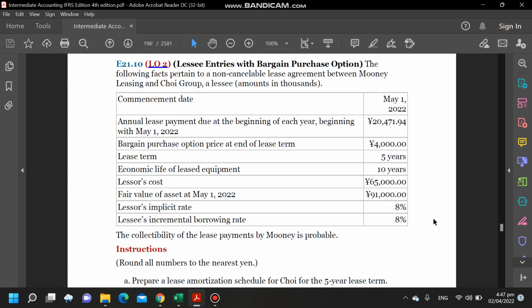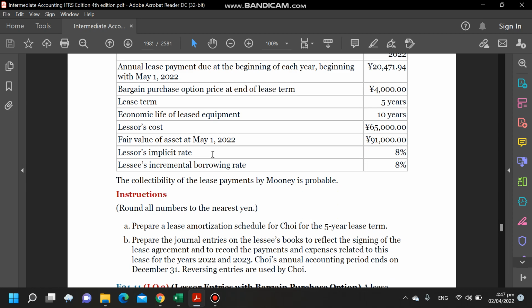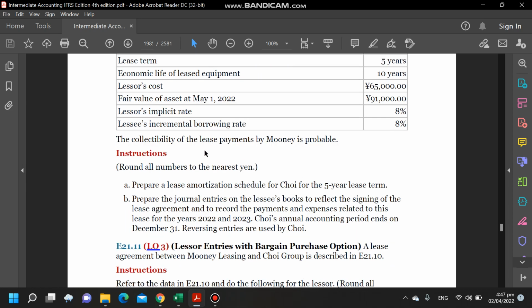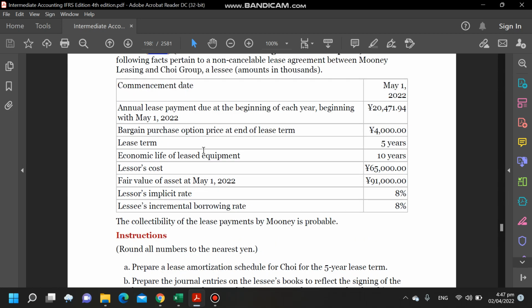The next question is E21.10. The following facts pertain to a non-cancelable lease agreement between Mooney Leasing and Choi Group, a lessee. These are the data for the lease agreement. The collectibility of the lease payment by Mooney is probable. The instructions, A. Prepare a lease amortization schedule for Choi for the 5-year lease term.